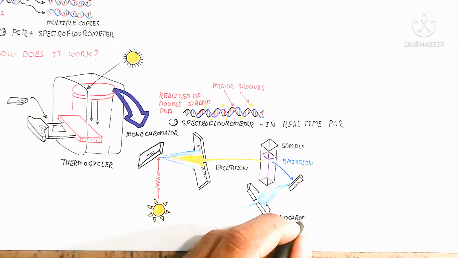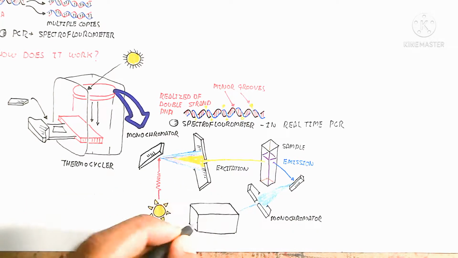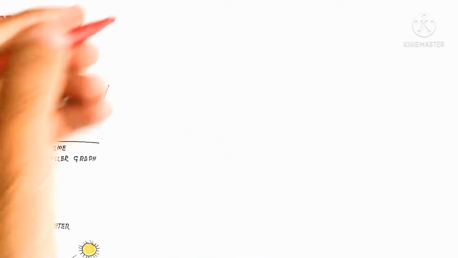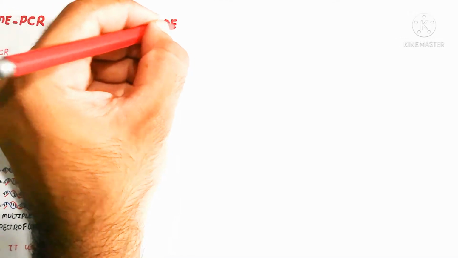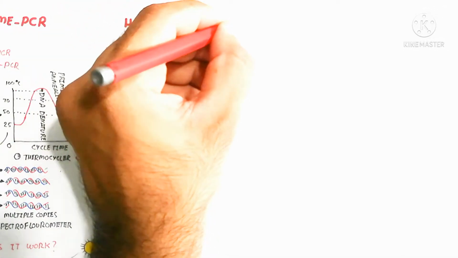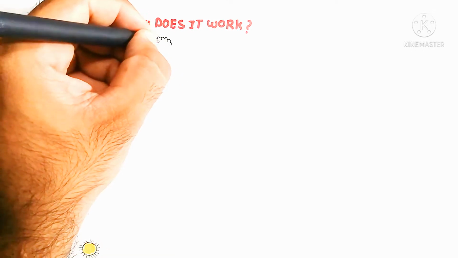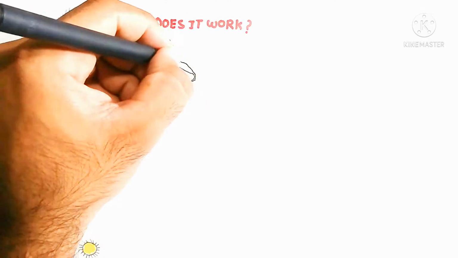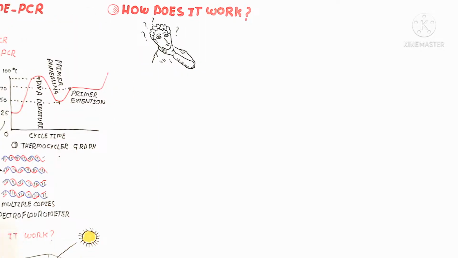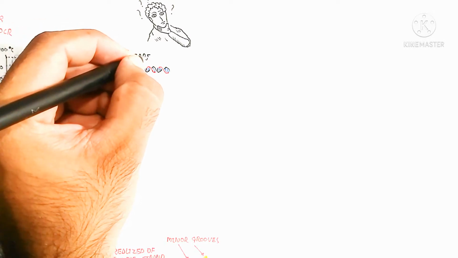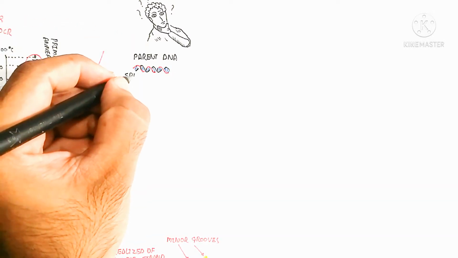Here is the sample present, and that sample contains a color which is our interest. It emits a color, the emission of a different color, for example green or blue. Another monochromator is put in place, and a detector is used to detect with a computer or PC.